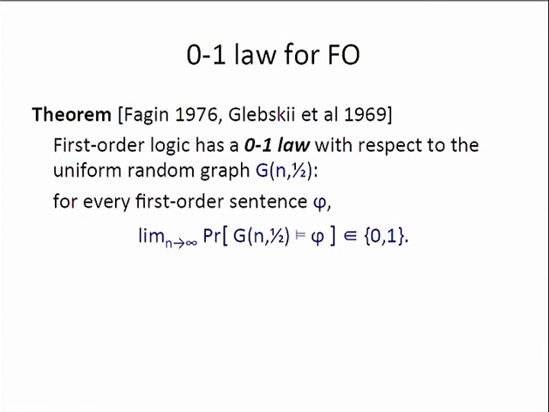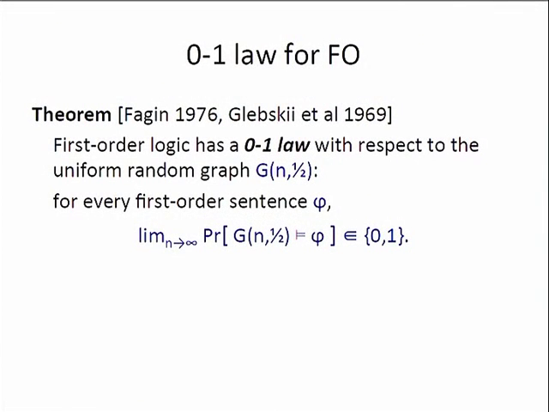Okay, so the classic 0-1 law for first order logic was proved independently by Fagin and also in the Soviet Union. The 0-1 law says that with respect to the uniform random graph G(n,1/2), for every first order sentence phi, the probability that G(n,1/2) satisfies phi tends either to 0 or to 1. So every first order sentence holds asymptotically almost surely, or its negation holds asymptotically almost surely, with respect to the random graph. Okay, and I'm going to give a proof of this.